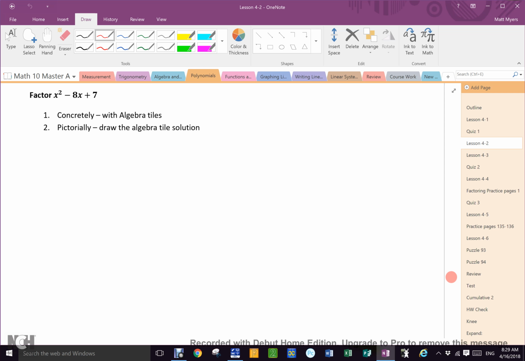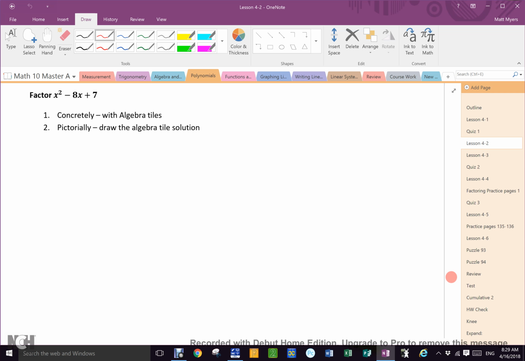Does everyone understand? So I have x plus 2 and x minus 4. And then I check. Is 2 minus 4 negative 2? Yeah. Is 2 times 4 negative 8? So did I factor it correctly? Yes.